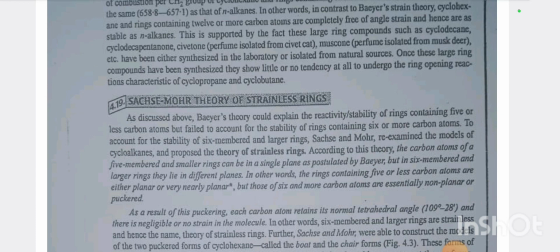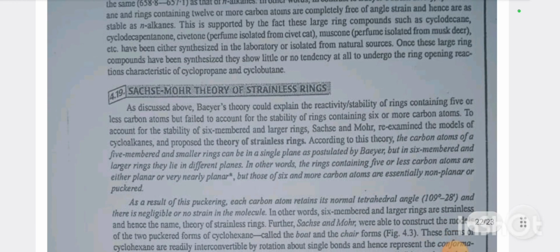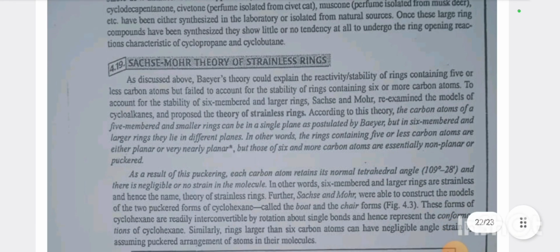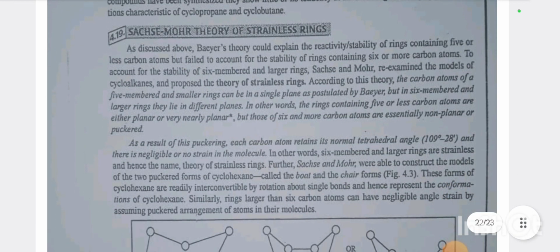This is supported by the fact that these large ring compounds such as cyclodecane, cyclopentadecanone, and muscone have been either synthesized in the laboratory or isolated from natural sources. Once these large ring compounds have been synthesized, they show little or no tendency at all to undergo the ring opening reactions characteristic of cyclopropane and cyclobutane.